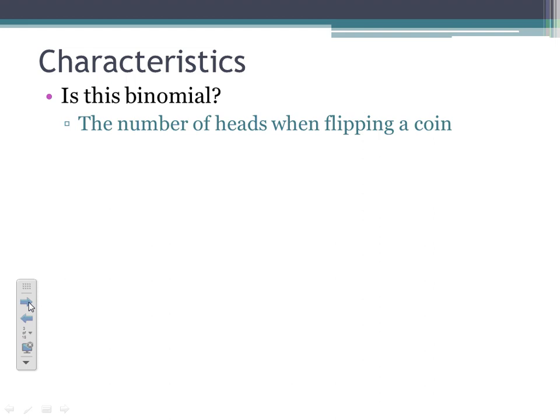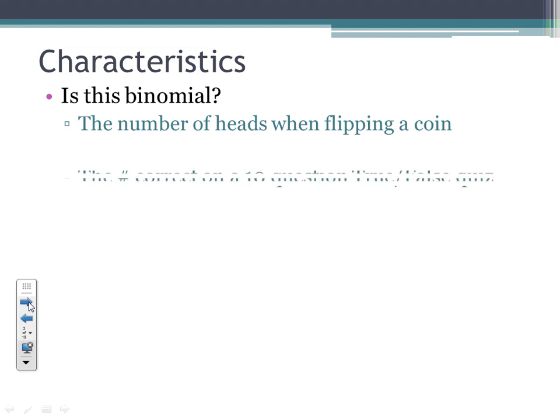But remember, we have three different characteristics, and the second characteristic is not met in this situation. How many times are you going to flip that coin? We're not specifying that here. So we don't have a fixed number of trials. We don't have one of those key characteristics. We don't have the variable n. So this problem is not binomial.